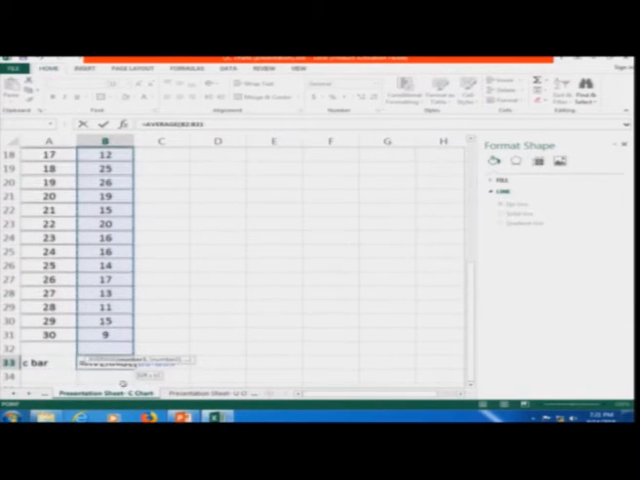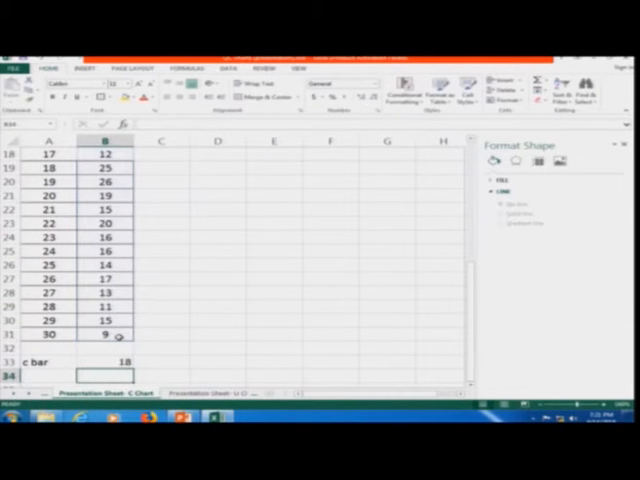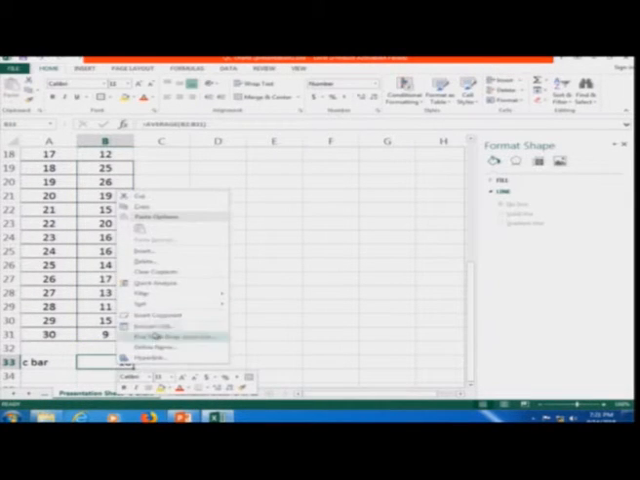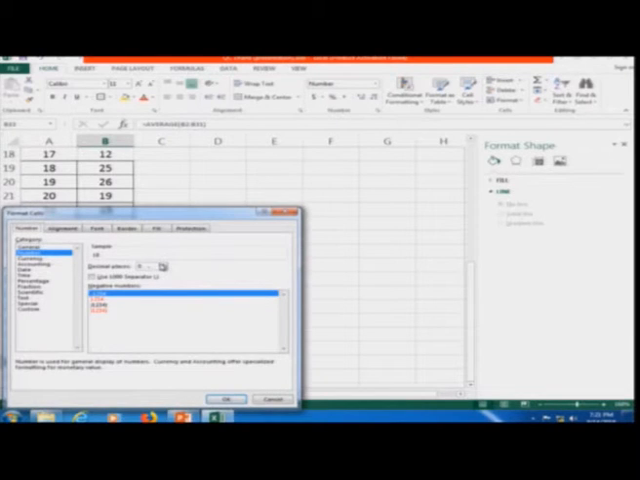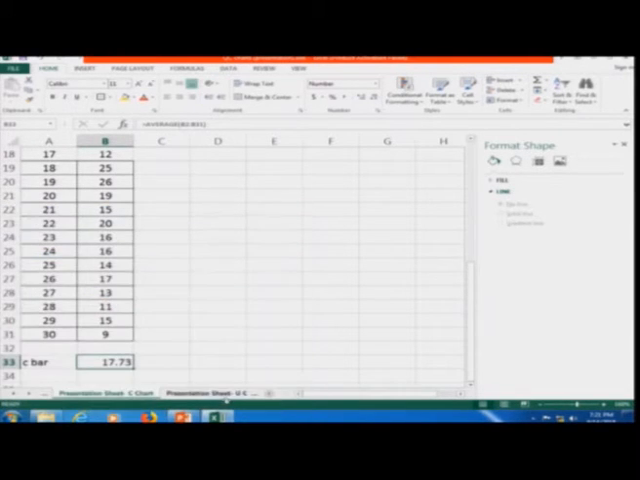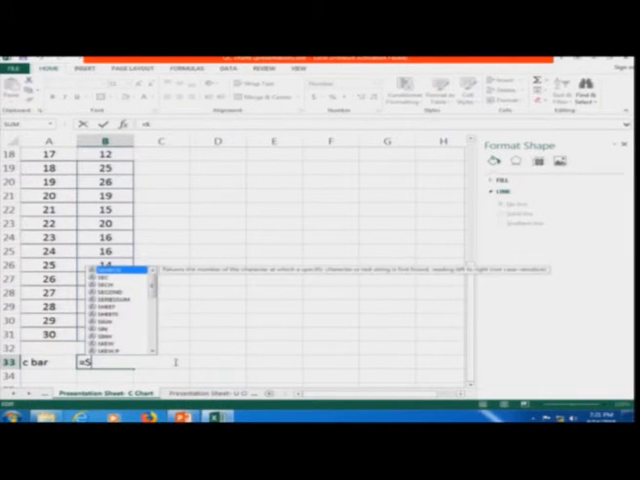Okay, enter. It is 18. So let me convert it into 2 decimal places. 17.73.